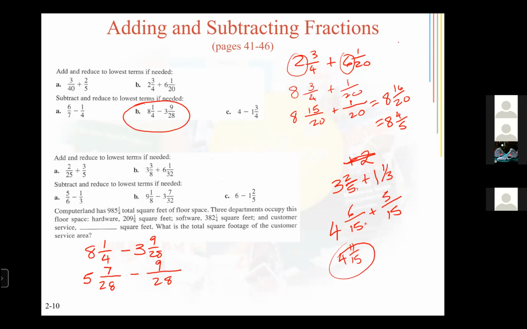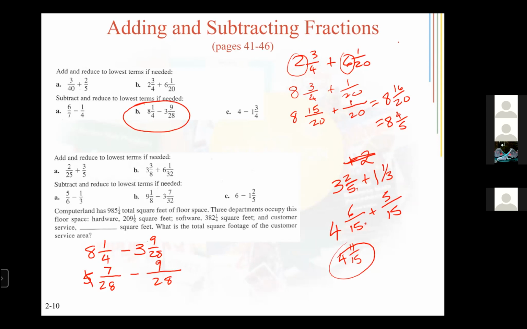So why will we change the left into an improper fraction? So 28 times 5 plus 7. Yeah, you could do that. That's a good way to do it. But you have a quicker way where you could just borrow.